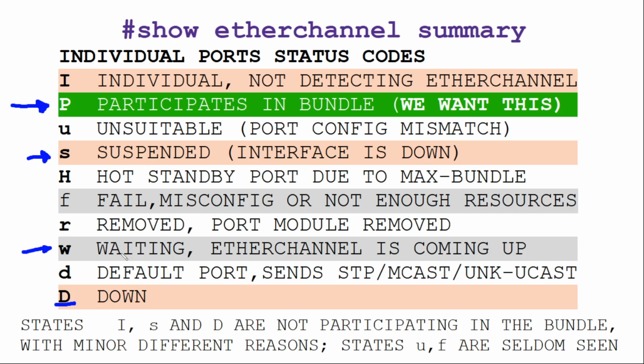You will see a w, and sometimes s or I can happen depending on the device. Usually, PAgP sets interfaces that are not receiving frames from the other side as suspended, and LACP usually defines them as individual.